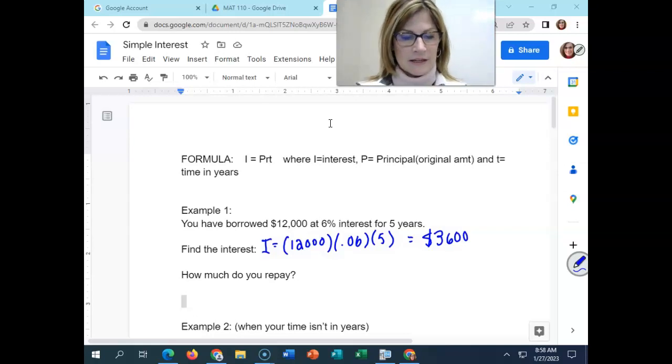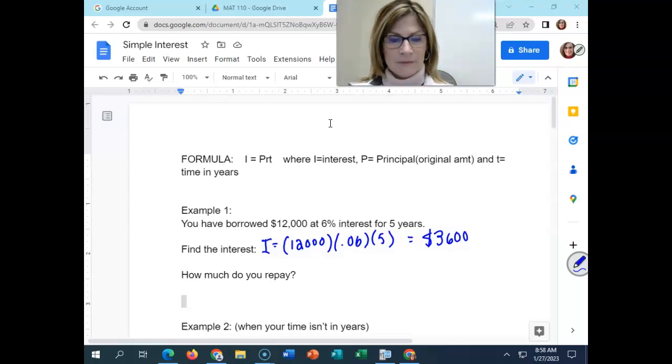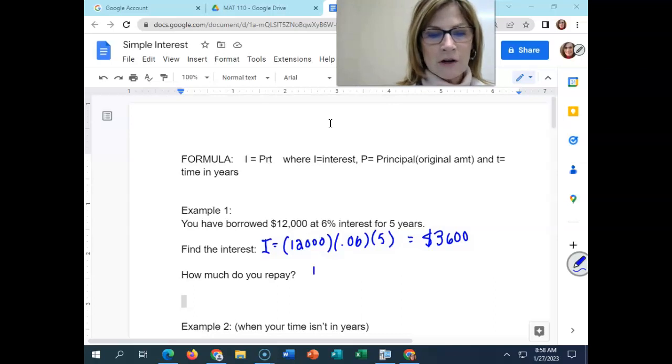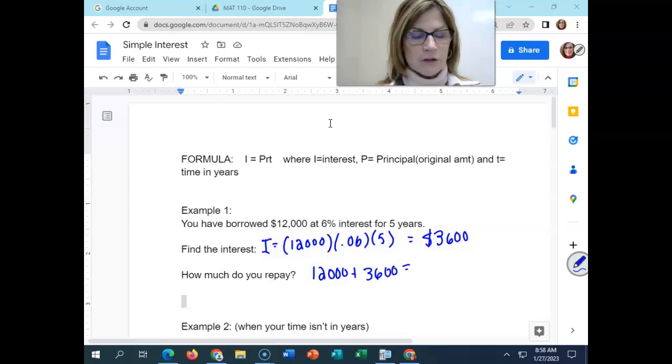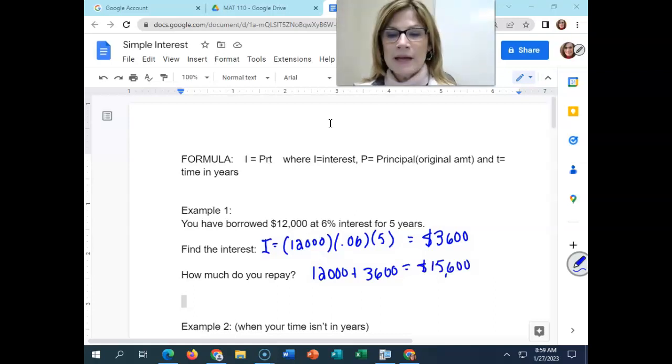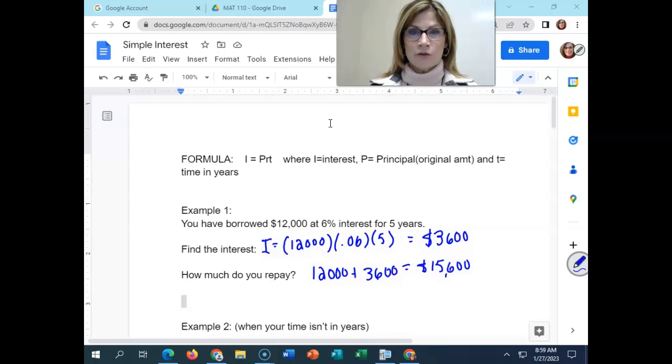which means that we would repay all of the $12,000 plus $3,600. So we repay $15,600. Okay, you may want to stop the recording just a minute, get your notes fixed, and then we will go on and do the next one.